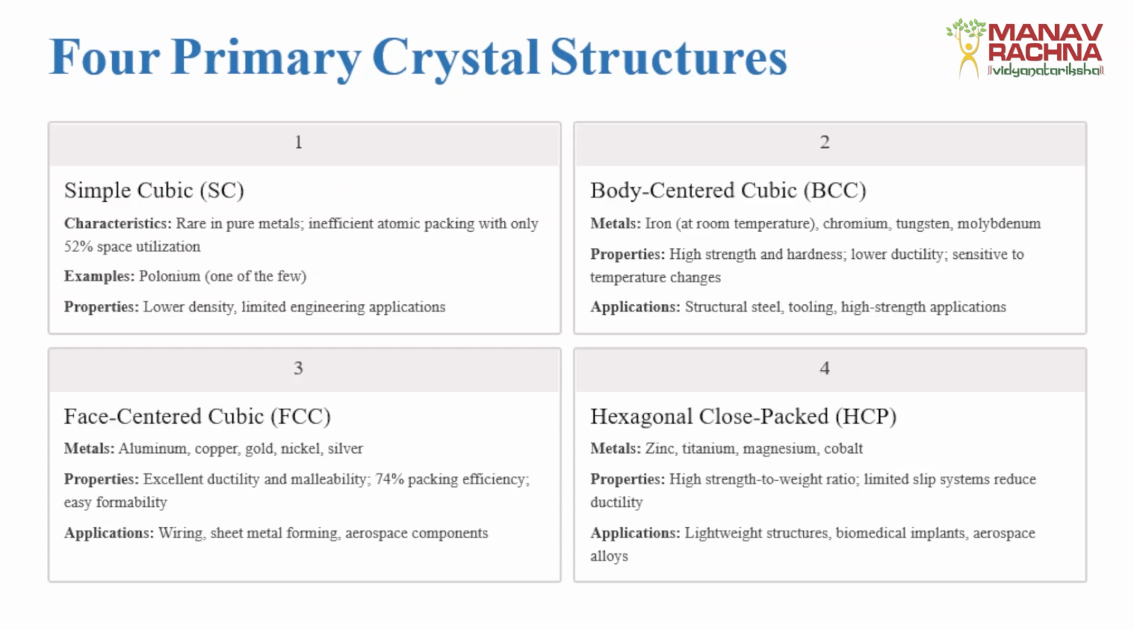Face-centered cubic. Atoms are located at each corner and in the centers of each face. These are found in aluminium, copper and gold. These structures are generally more ductile and more malleable, which makes them easier to work with. Hexagonal close-packed (HCP). These are found in metals like zinc, titanium and magnesium. These structures also allow close packing but have limited slip systems, so these metals tend to be strong but less ductile.